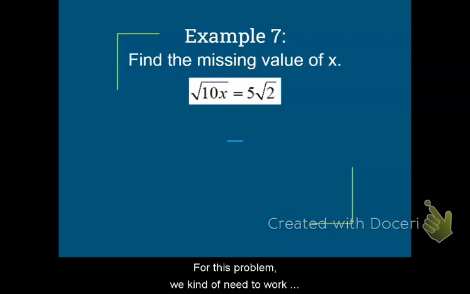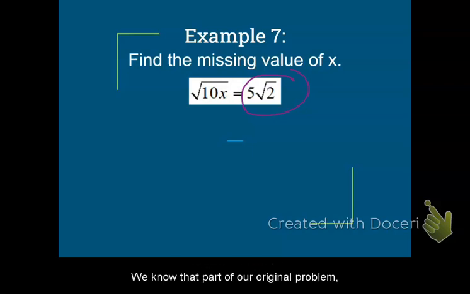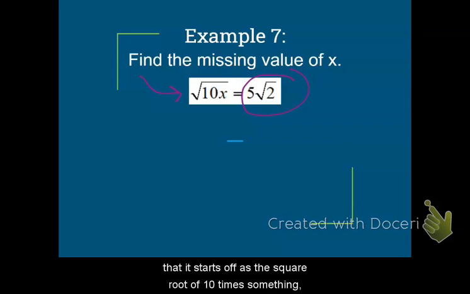For this problem, we kind of need to work backwards a little bit. We have a solution. We know our solution is 5 root 2. And we have part of the original problem. We know that part of our original problem is that it starts off as the square root of 10 times something. And we need to figure out what that something is. We're trying to work backwards to figure that out.